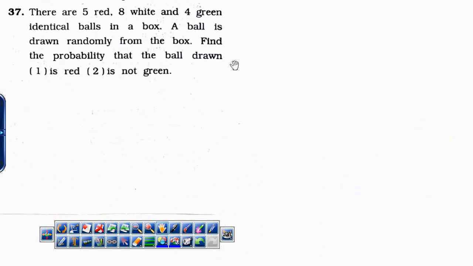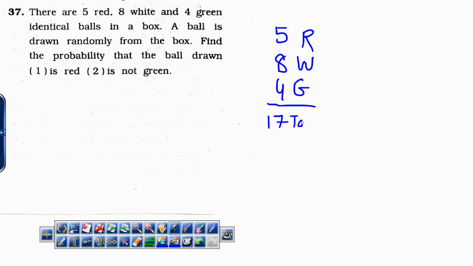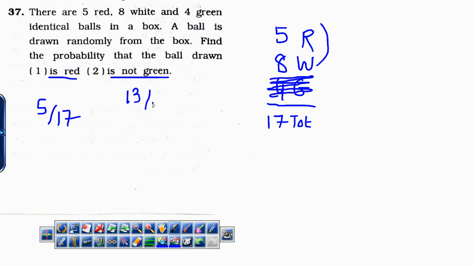37th sum. 5 red, 8 white, 4 green, 17 total balls are there in the box. A ball is drawn at random. What's the probability that it is red? 5 by 17. Not green. Green is not wanted, so 8 plus 5, 13 will work. Sum over.